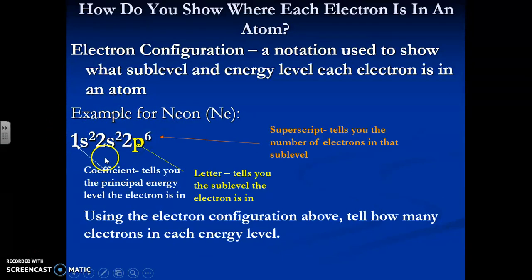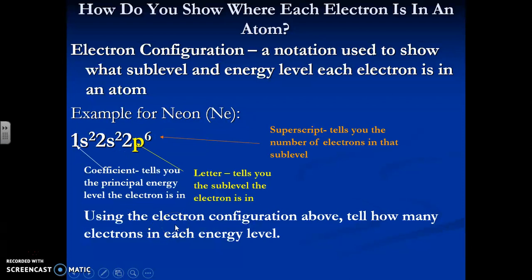If I read it out loud, in the first energy level, in the s sublevel, there are 2 electrons. In the second energy level, in the s sublevel, there are 2 electrons. And in the second energy level, in the p sublevel, there are 6 electrons. So the big number, which is called the coefficient, tells you the energy level. The letters tell you the sublevel. And the superscript tells you the number of electrons.